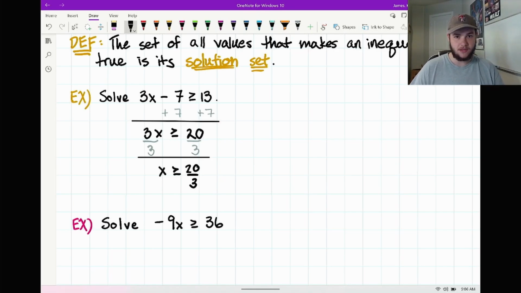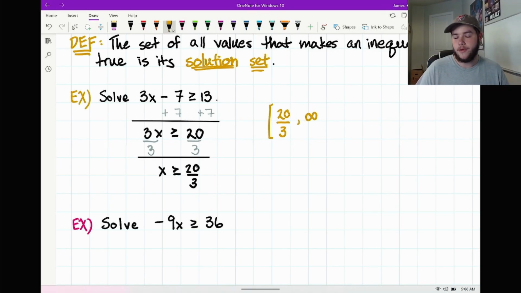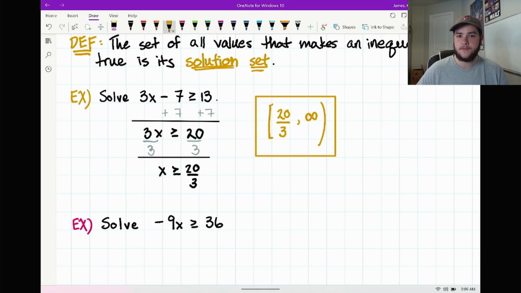To represent the solution set, and this is going to happen in your homework as well, we often need to write our answer in interval notation. So this is all numbers from 20 over 3 onward forever and ever, and it includes 20 over 3. Remember, anytime an infinity shows up in our interval notation, we use parentheses. So this would be the solution set.